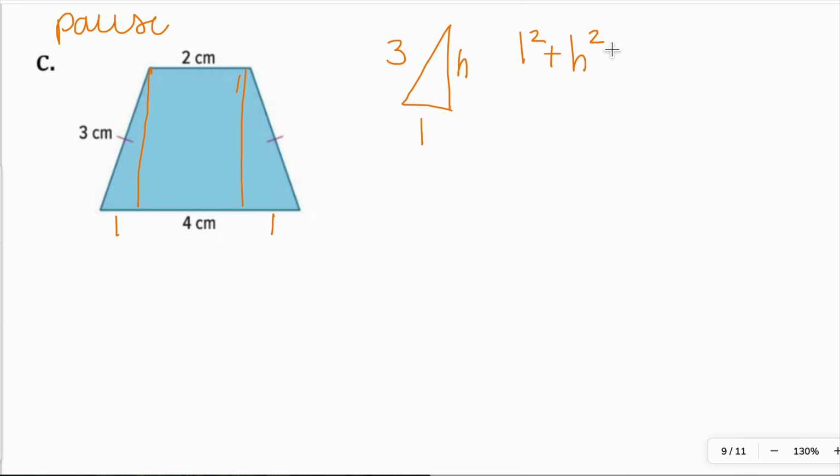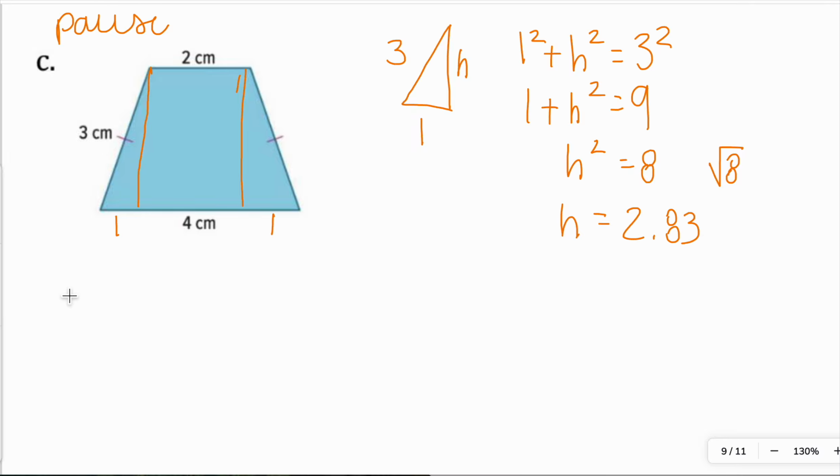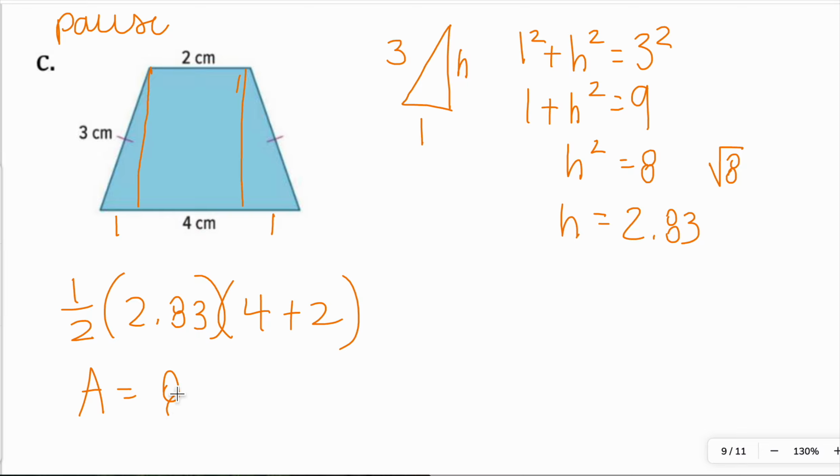1 squared plus height squared is equal to 3 squared, or 1 plus h squared is equal to 9. h squared is equal to 8. So to find out what h is, I'm just going to take the square root of 8, and that's going to give us a decimal because it's not a perfect square, about 2.83. So now I'm going to plug that into my formula. 1/2 of 2.83 height, and then adding the bases of 4 plus 2. 1/2 of 2.83 is going to be 1.41, and then times 6, I'm getting about 8.49 square centimeters rounded.